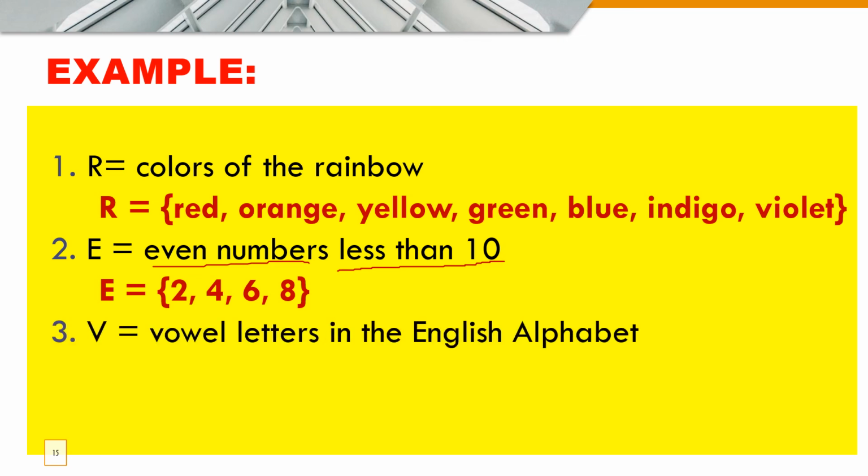The third one, we have vowel letters in the English alphabet. So let's list all the vowel letters in the English alphabet. And we have A, E, I, O, U. So this is how we do the listing method or the roster method, by simply listing each element of the given set.